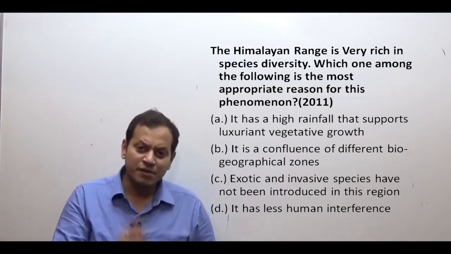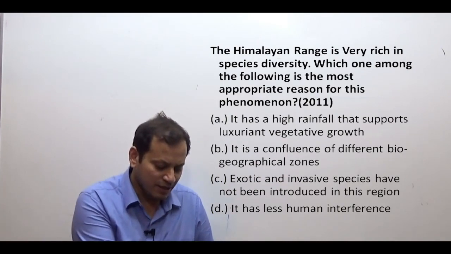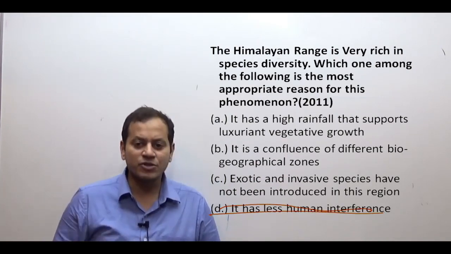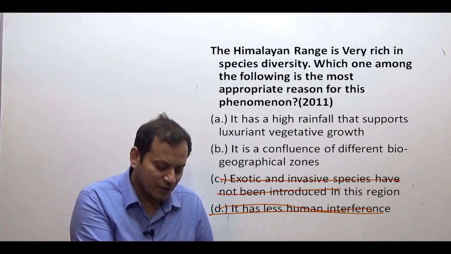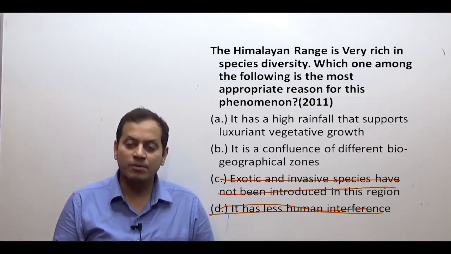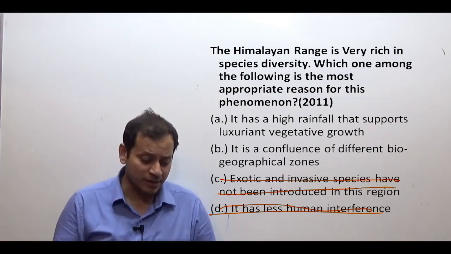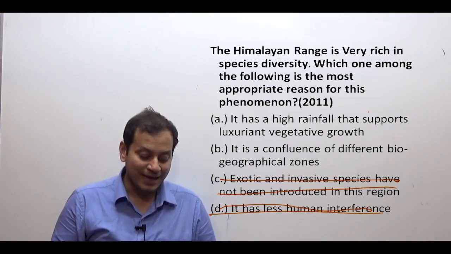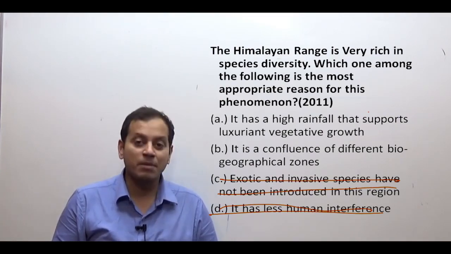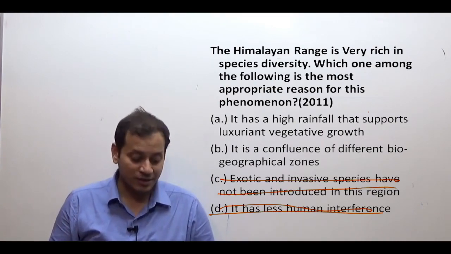Among these, we will first negate those which are not at all correct. D is not at all. It has less human interference. C is also not. Exotic and invasive species have not been introduced in this. All these are reasons, but this is not the most appropriate reason. The choice is between high rainfall, heavy rainfall, and confluence of different biogeographical zones. Only high rainfall is not the reason.